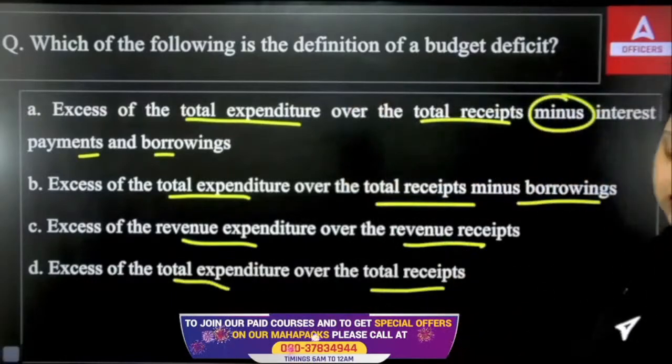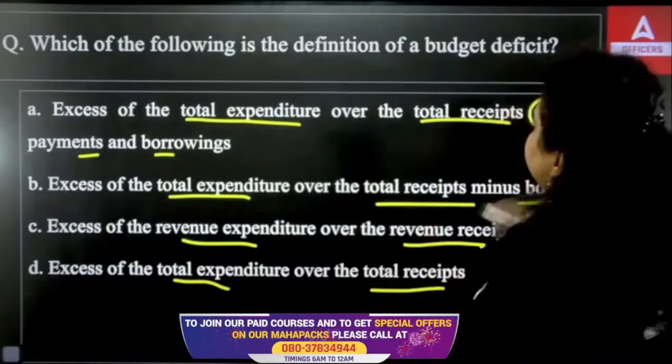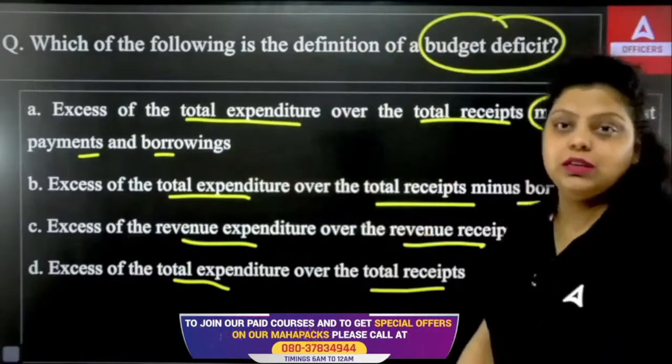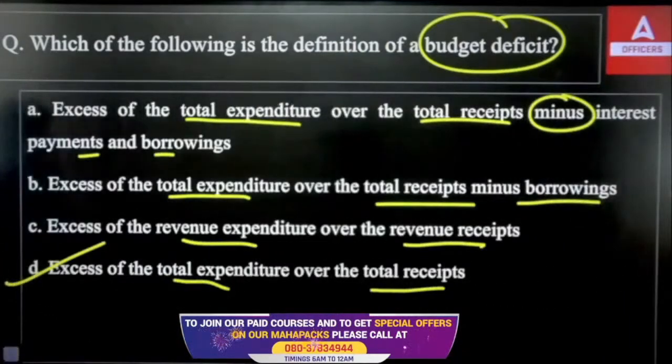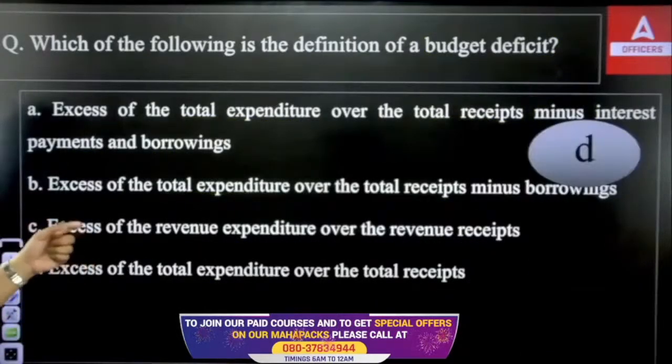So what we're talking about, budget deficit, it means the overall budget of the government went to the loss. And when the overall budget went to the loss, it means total expenditure is more than the total income. So the right answer will be option D. The excess of the total expenditure over the total receipts will be the right answer. So the right answer is D.